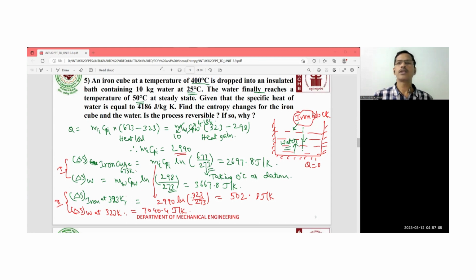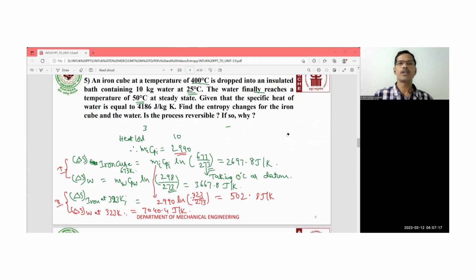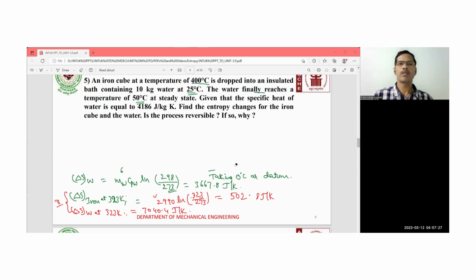So once these things are over, then you have to work out the entropy change of the iron cube. Change is asked here. So what is the entropy change that happens when it undergoes from higher temperature to the lower temperature, and in between, what are the intermediate temperatures. So try to observe all these particular cases.